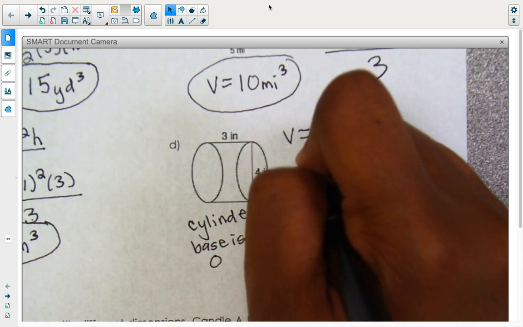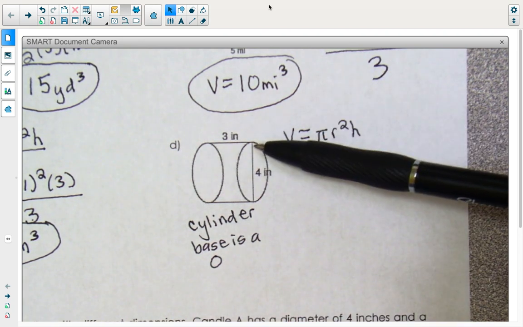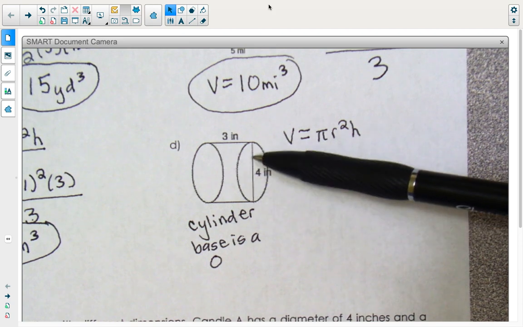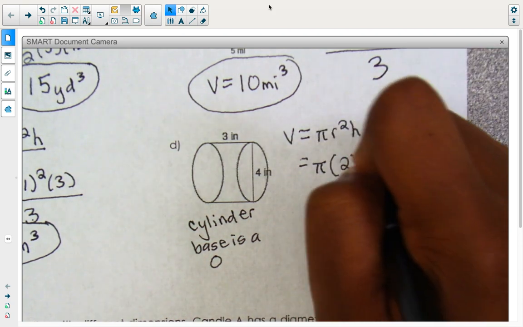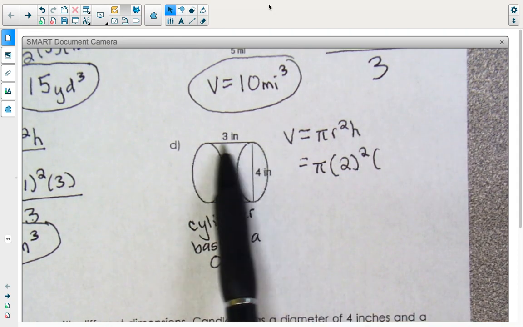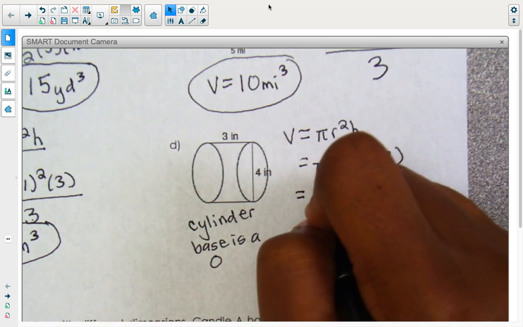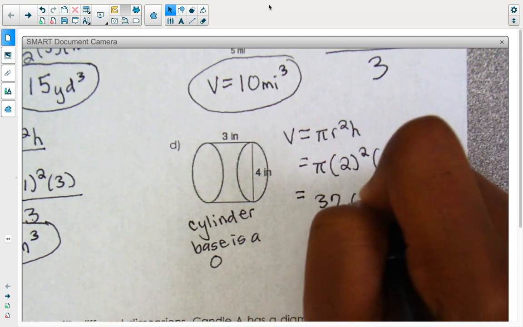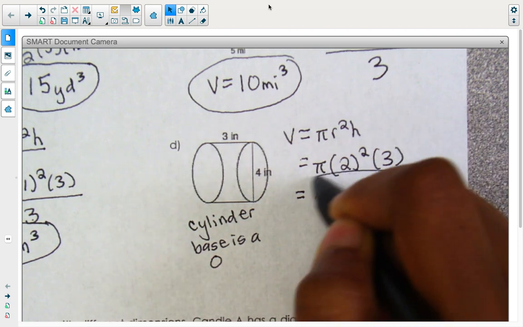So this is going to give me pi stays pi. My radius, again, they're giving us the diameter. We don't want to know what the diameter is. We want to know what the radius is. So my radius is 2. And the height for this problem is 3. So this was laying on the side, but that's okay. My height is 3. Type all that in. You should get roughly this amount. And my units are cubed because we're working with volume.